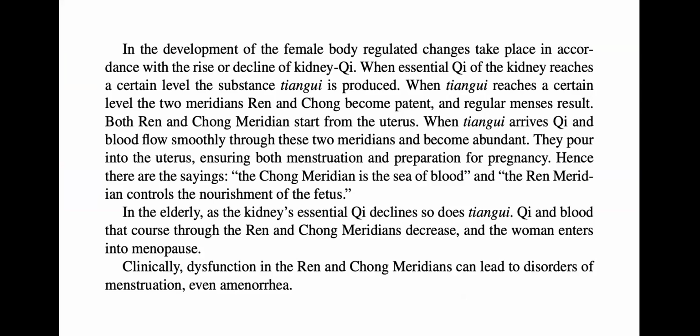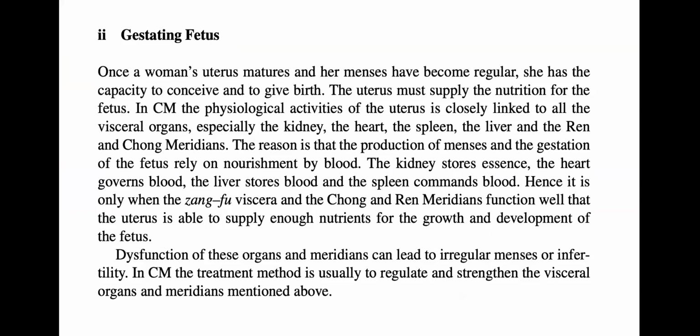In the elderly, as the kidney's essential qi declines, so does tiangui. Qi and blood that course through the Ren and Chong meridians decrease, and the woman enters into menopause. Clinically, dysfunction in the Ren and Chong meridians can lead to disorders of menstruation, even amenorrhea.